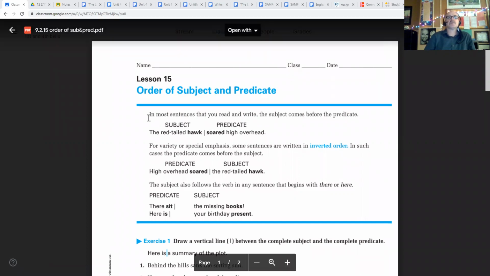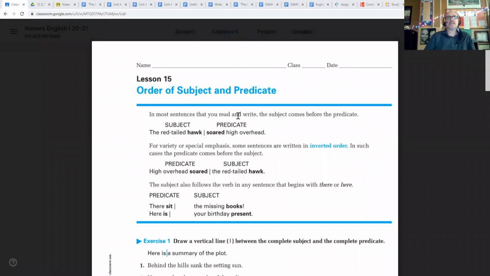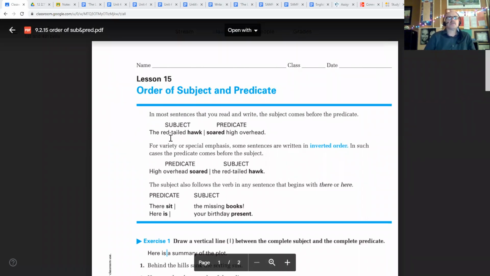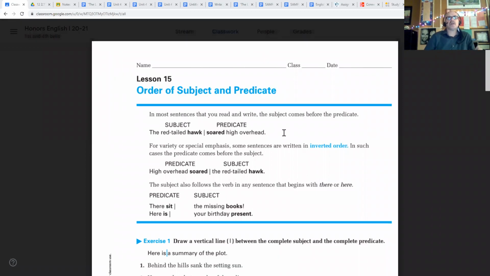Okay, so examples here. In most sentences you read and write, the subject comes before the predicate, such as "The red-tailed hawk soared high overhead." Hawk, soared, regular old sentence, right? But for variety or special emphasis, especially in poetry and some drama, some sentences are written in inverted order. For some reason the author or poet wants to move the action of a verb toward the front of the sentence for rhyming purposes or emphasis. Things like that can happen.